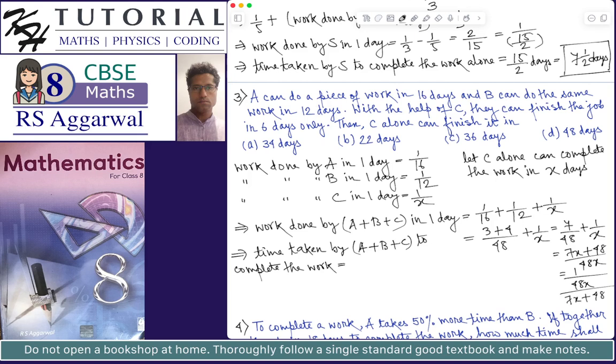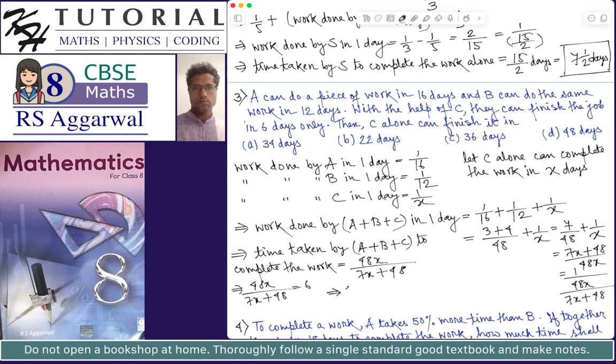Now we can say that time taken by A plus B plus C to complete the work is 48x divided by 7x plus 48, and this value is given to be 6 days. It is given that with the help of C, they can finish the job in 6 days only. This means that when A, B and C all are working together, they can finish the complete work in 6 days. So now we can say that 48x divided by 7x plus 48 is equal to 6. So this is a linear equation in x.